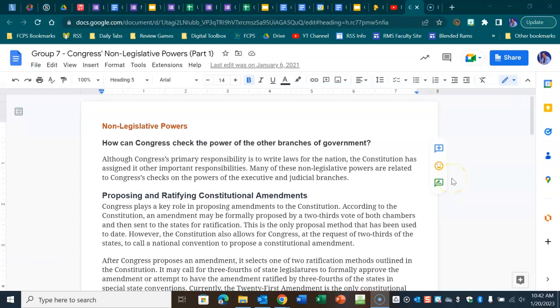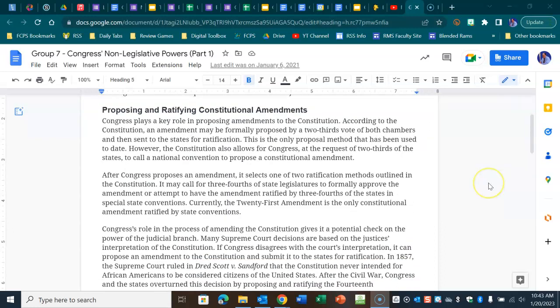Legislative Branch Jigsaw Activity. Group 7, Congress's Non-Legislative Powers, Part 1. Non-legislative powers. How can Congress check the power of the other branches of government? Although Congress's primary responsibility is to write laws for the nation, the Constitution has assigned it other important responsibilities. Many of these non-legislative powers are related to Congress's checks on the powers of the executive and judicial branch.